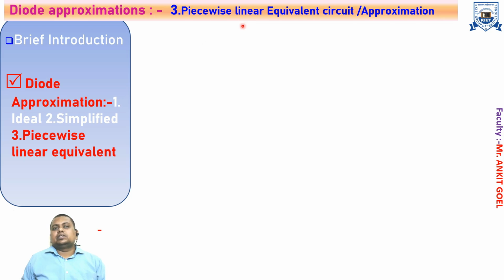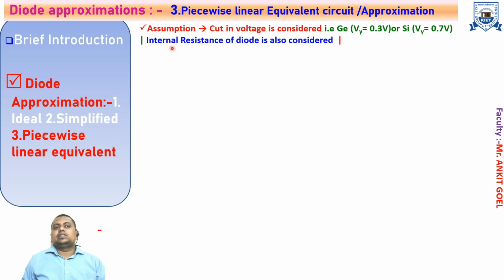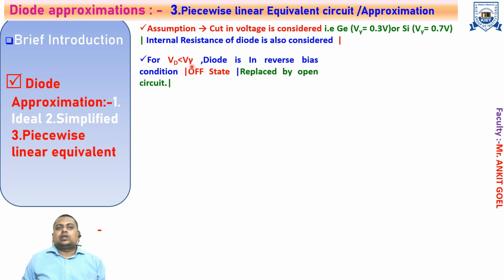Because in this model we will consider both the effect of the cut-in voltage as well as the internal forward resistance of the diode. The internal forward resistance of the diode is denoted here by the small rf. So when the voltage across the diode is less than the cut-in voltage, the diode is operating in the reverse bias condition. It is in the off state and it is replaced by the open circuit.